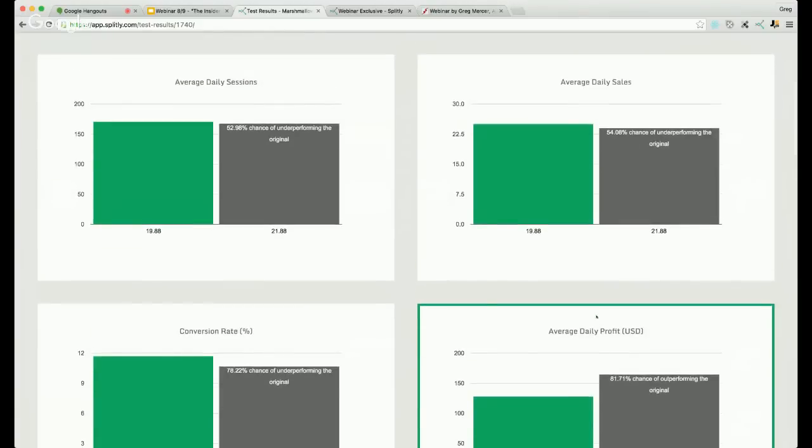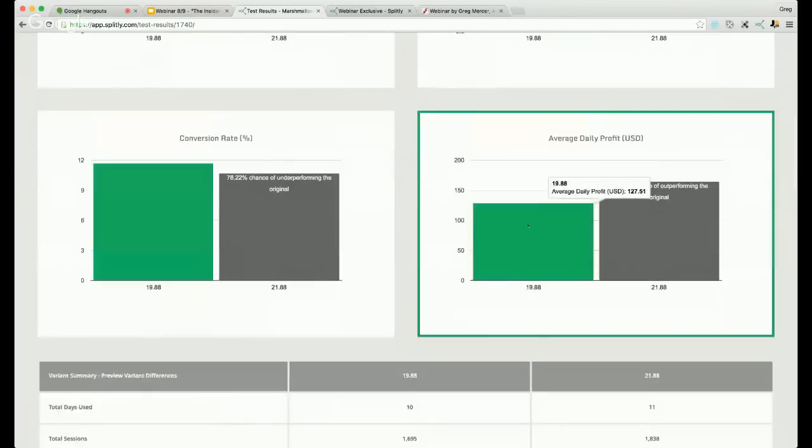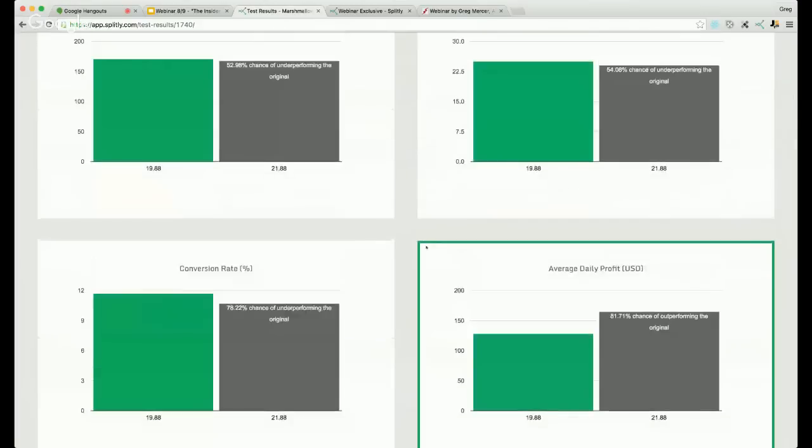With this particular test, increasing my price from $19.88 to $21.88, my daily sales actually decreased a little bit. I was averaging 25 a day. With the increase in price, I only averaged 24 a day. However, since I was making $2 extra profit on each one, my profit increased. So for me, it was a no-brainer to switch it from the $19.88 to the $21.88. So yeah, it's pretty cool.